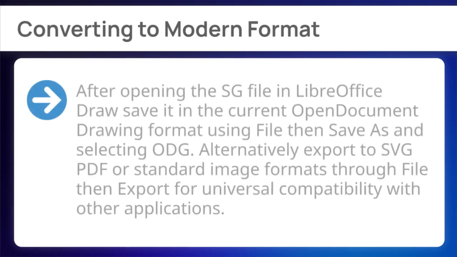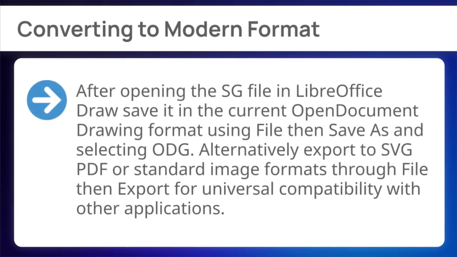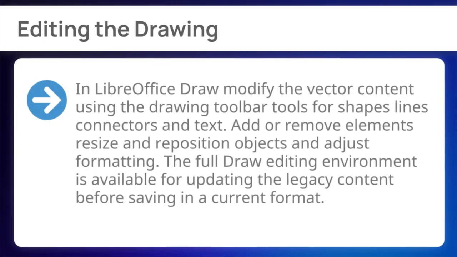Next, converting to modern format. After opening the SG file in LibreOffice Draw, save it in the current OpenDocument drawing format using File, then Save As, and selecting ODG. Alternatively, export to SVG, PDF, or standard image formats through File, then Export, for universal compatibility with other applications. Finally, editing the drawing.